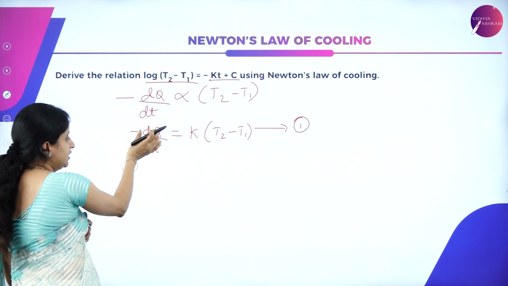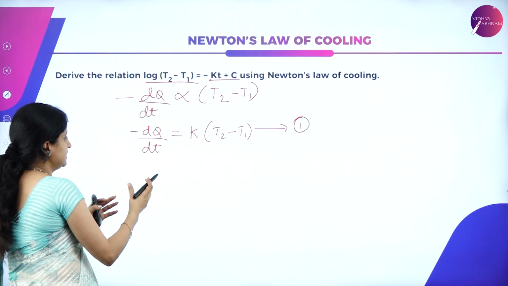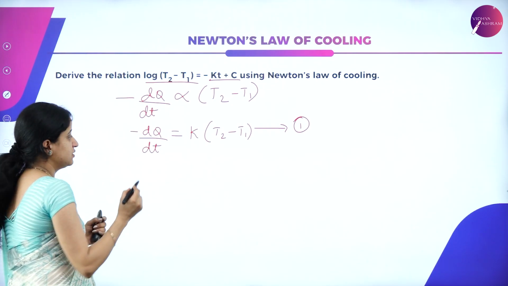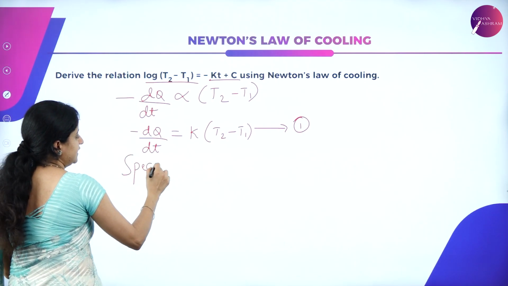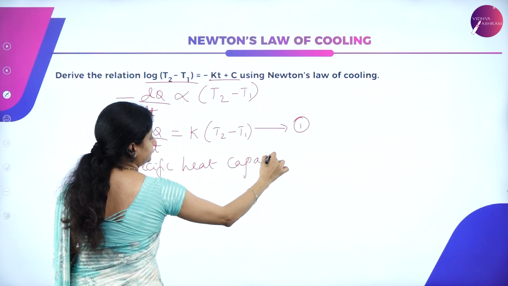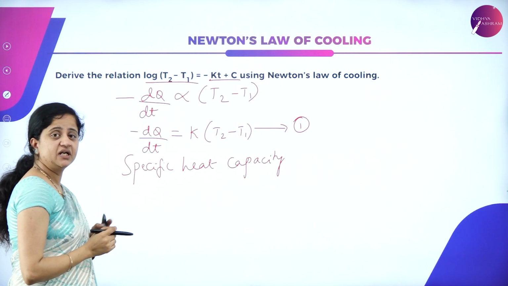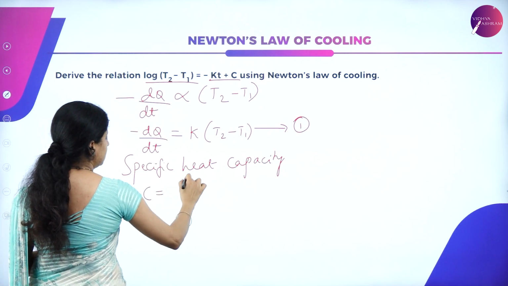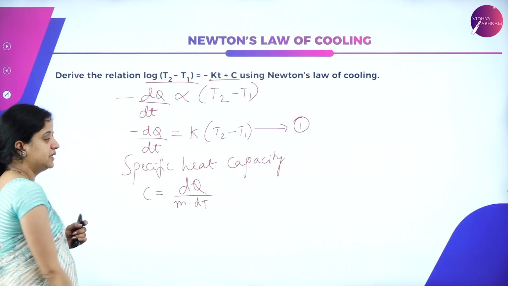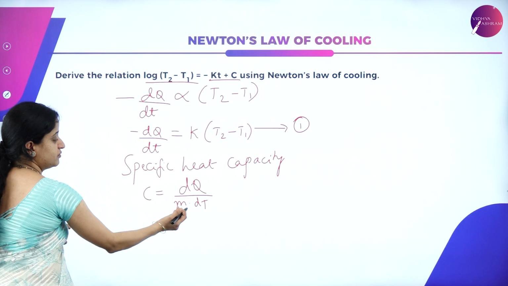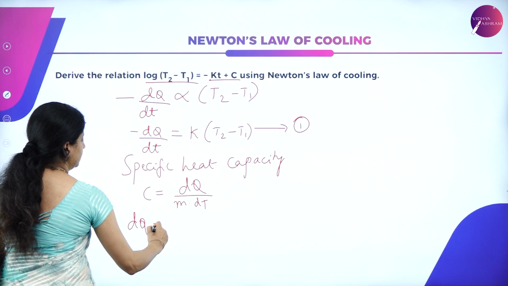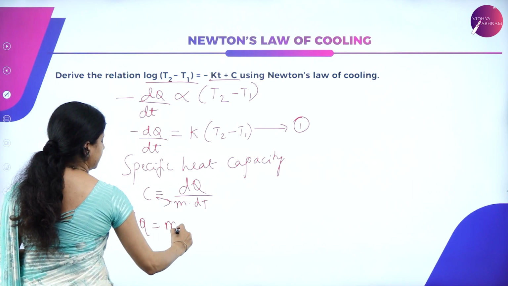Now I have dq, that is the amount of heat that the body is losing with respect to time to the surroundings. So I'll take the concept of specific heat capacity. From specific heat capacity we have an expression, that is c is equal to dq divided by m into dt, because specific heat capacity is the amount of heat required to raise the temperature of unit mass of a substance. Or we can write this as dq is equal to m into c into dt.